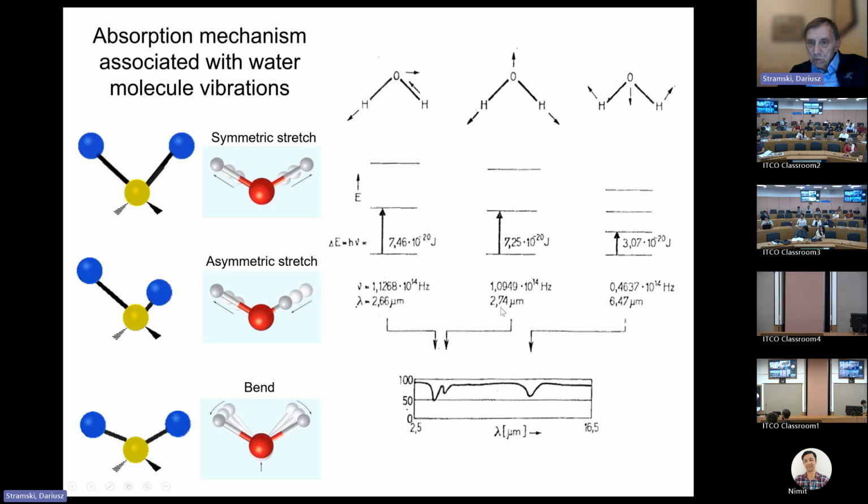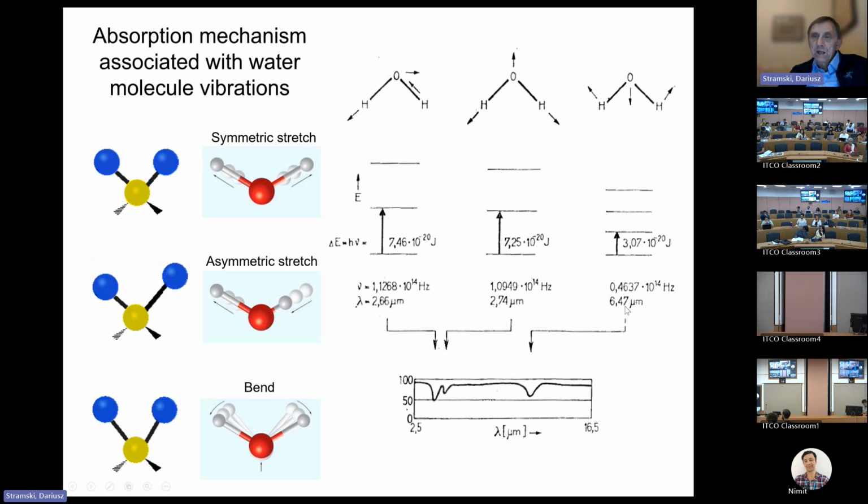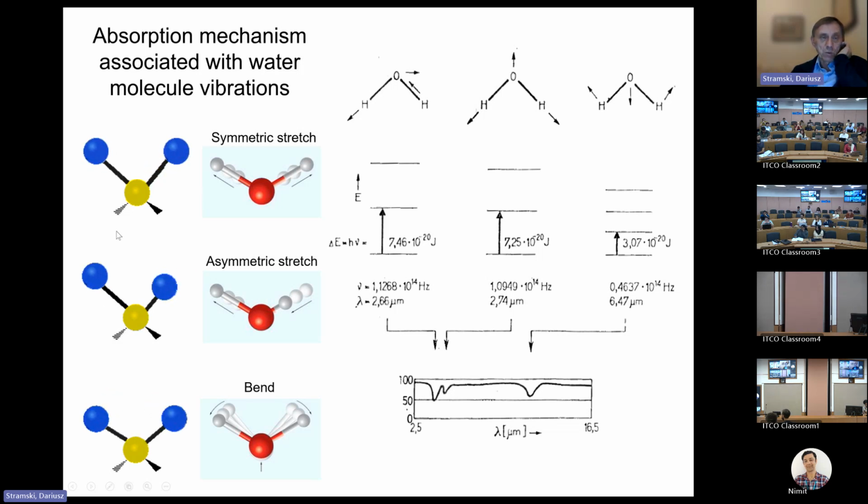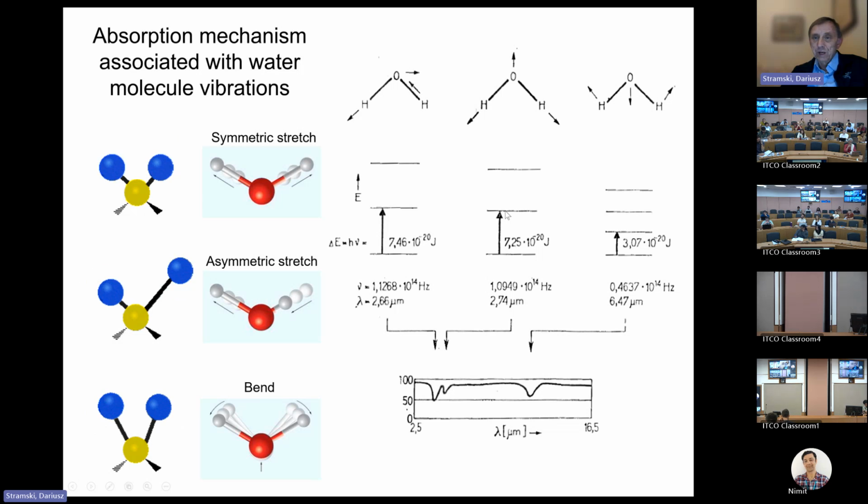So about 2.6, 2.7, 6, 6.4 microns. So we are now in the near infrared or infrared region. What's important is that these are just illustrations of very basic modes of vibrations. There are many more possibilities: higher harmonics or interactions of molecules. Water molecules are not isolated, but exist in aggregates. So due to interactions and additional possibilities of vibrations, the vibrational absorption spectrum of water does not just consist of 3 specific lines, but is much broader.